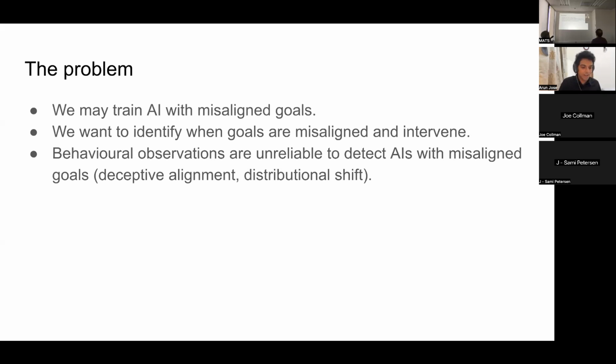And behavioral observations are probably not going to be very reliable at this, and you probably won't have a very good time if you rely solely on them, for many reasons. Deceptive alignment, gradient hacking, there are many different reasons that people have written about why you don't want to solely rely on behavioral observations. So you want something mechanistically grounded in the system's internals to actually detect when misalignment occurs.